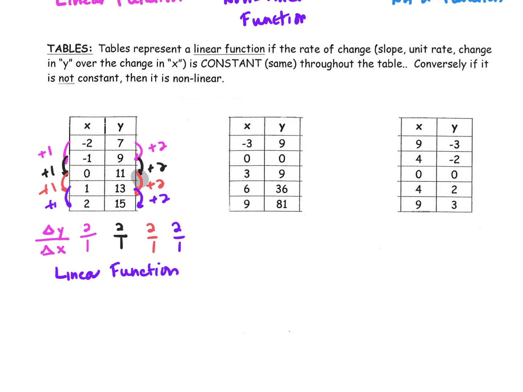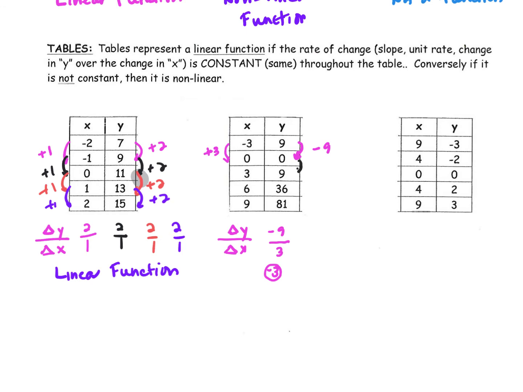So now let's test out our second table. We're looking for the change in our y values over the change in our x values. So let's look at our first change. From 9 to 0 would be subtracting 9. So we're going to write that as negative 9, or going down 9. From negative 3 to 0, that's going up 3. So negative 9 over positive 3, we can look at that as division, and so that value would be negative 3.